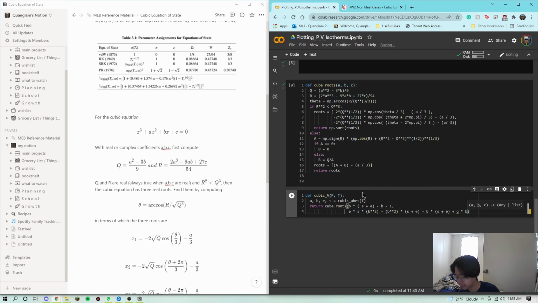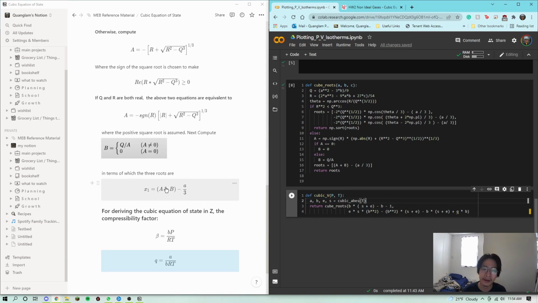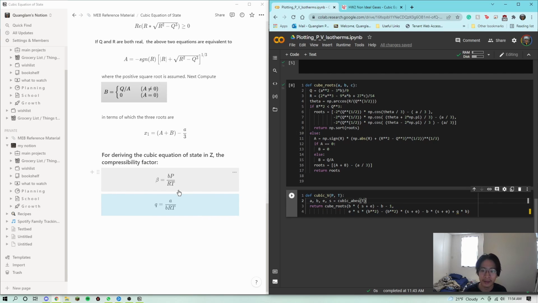Oh, that's right. That's right. Q. I was wondering, where did Q come from? I didn't find Q. I forgot that when deriving it. Oh, shoot. Shoot. Just realized that all of this is beta. Okay, we'll have to go back, okay?